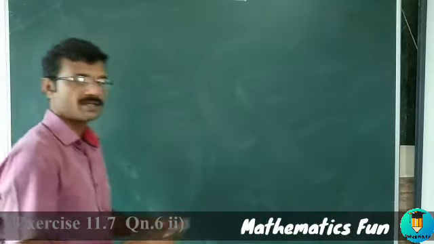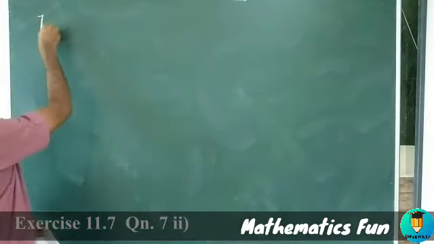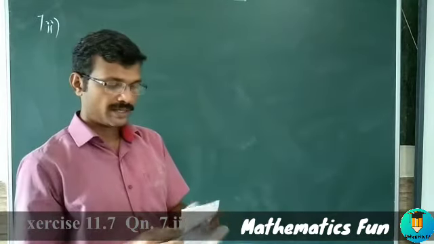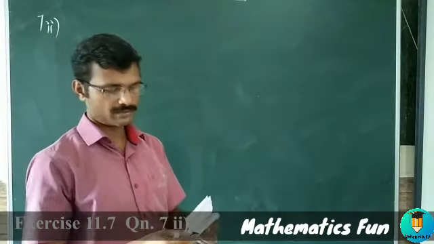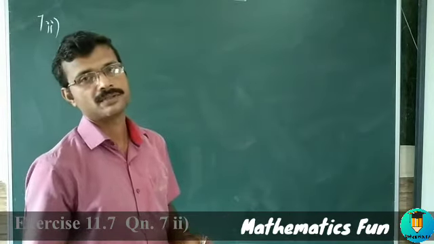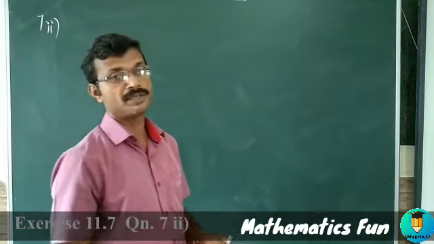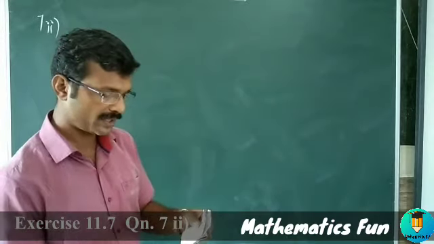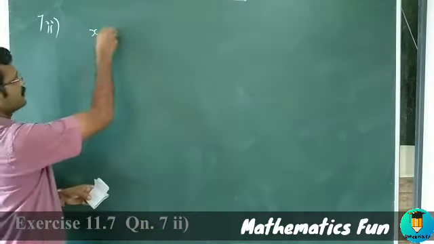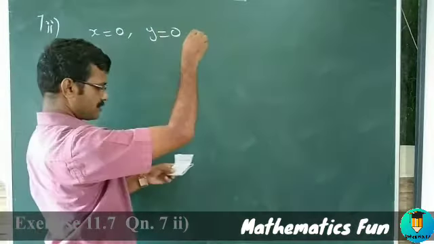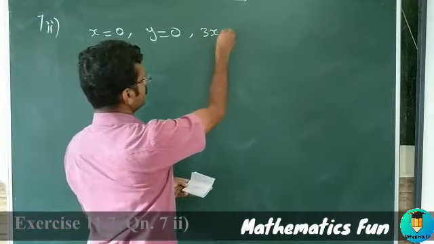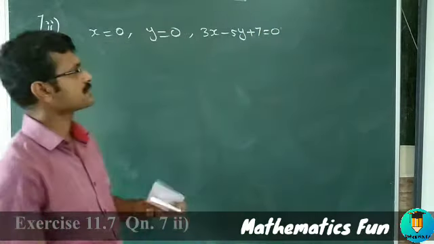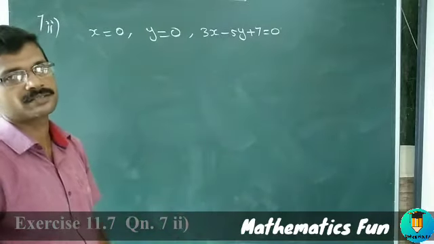Next we will do question number 7, second part. Here the question is: write the coordinates of the orthocenter of the triangle. Orthocenter, you know, is the meeting point of the altitudes of a triangle. We have to find the orthocenter of the triangle whose sides are along the lines x is equal to 0, y is equal to 0, and 3x minus 5y plus 7 is equal to 0. We need the orthocenter of the triangle formed by these three lines.